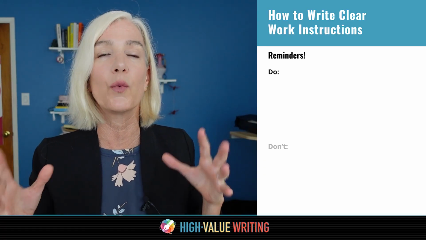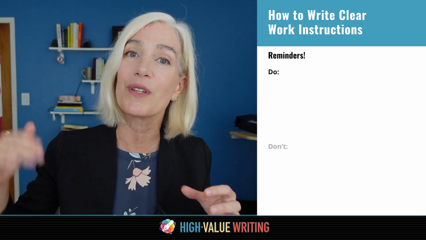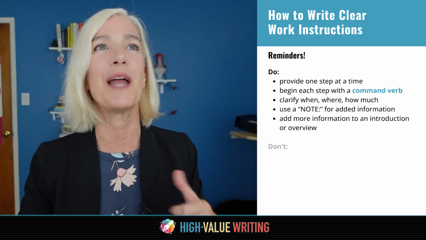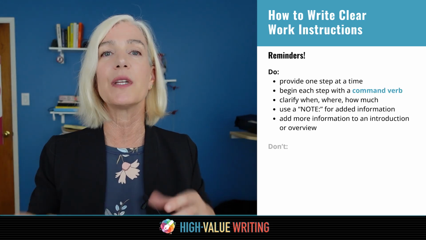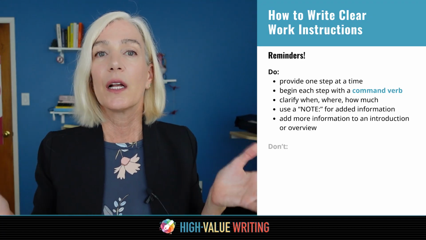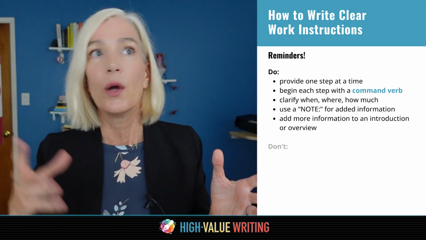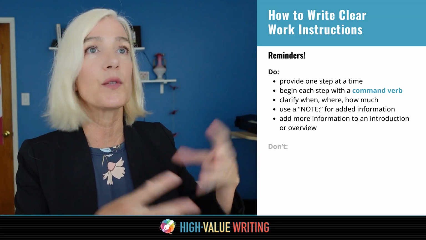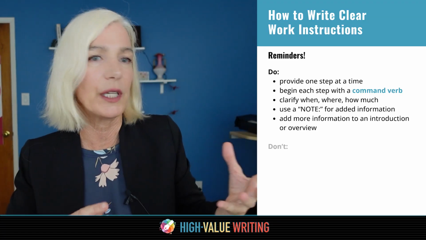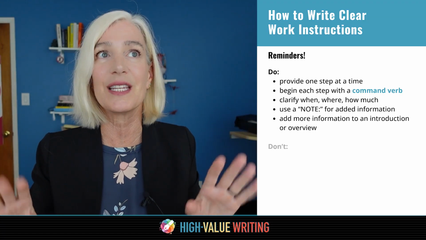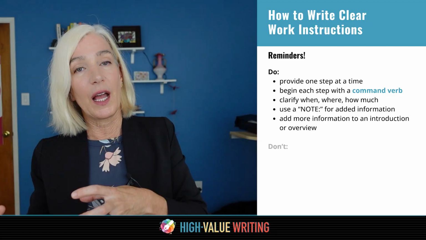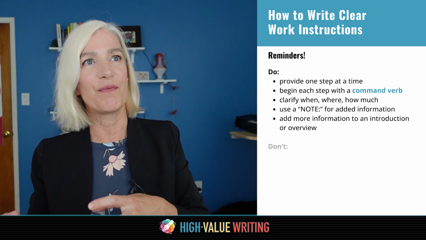All right, so to wrap it up, here's kind of a summary of some do's and don'ts for writing clear work instructions that have actionable steps specifically. Do provide one step at a time. Begin each step with a command verb that sounds like "do it," right? Clarify if it's relevant. When? Is it before or after something? Where? Is it in a certain place with a certain thing? How much? How little? With a resource? If necessary, you can add that in there. Use a note, though, for something outside the step itself.